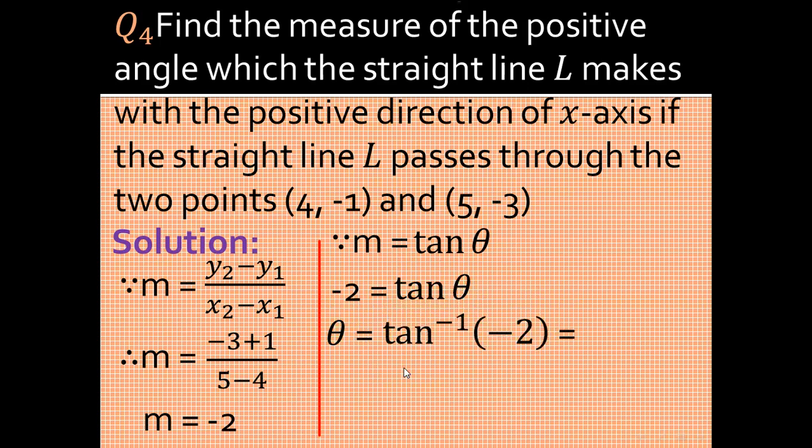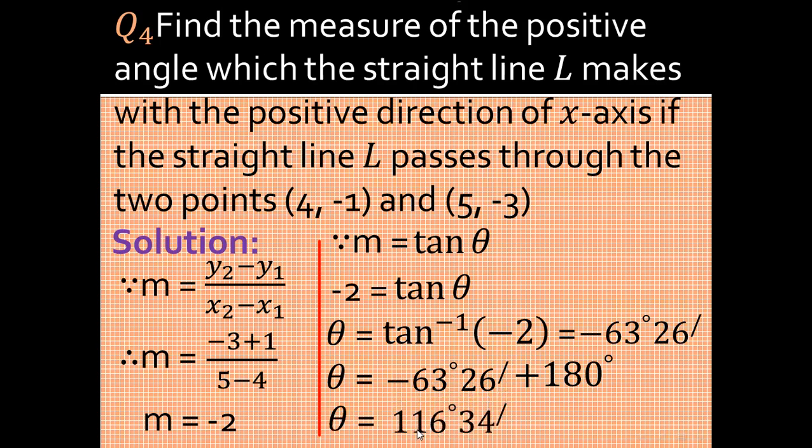It's going to be -63 degrees and 26 minutes. So the angle which the straight line makes with the positive direction of the x-axis is -63 degrees 26 minutes. We can find the equivalent angle to this angle. This is a negative angle. We can find its positive measure if we add 180. It's going to be 116 degrees and 34 minutes.